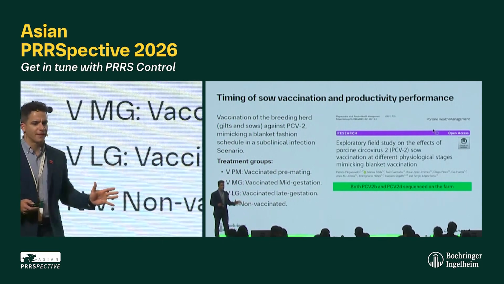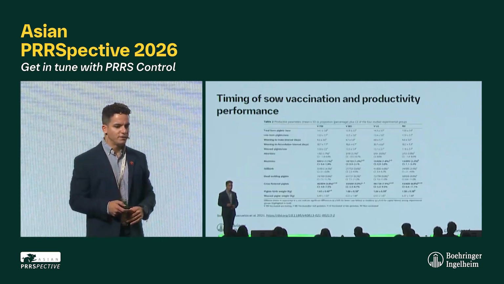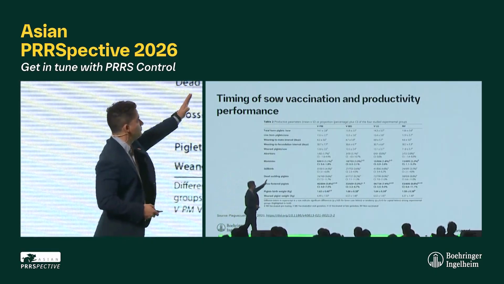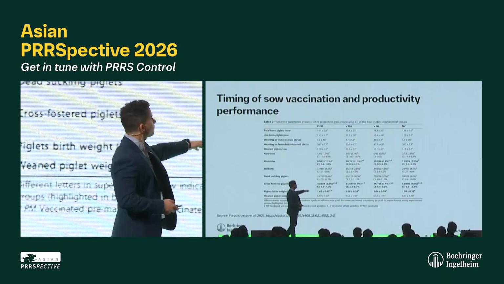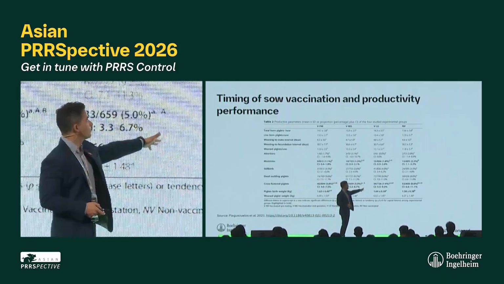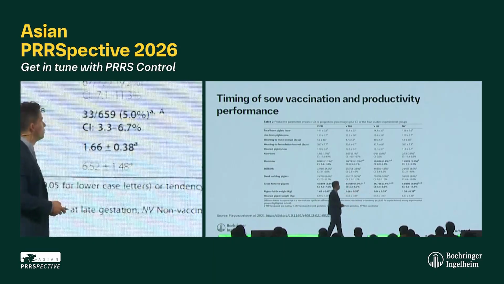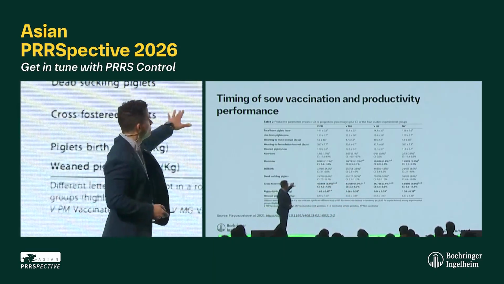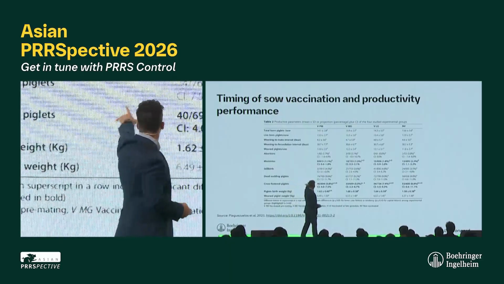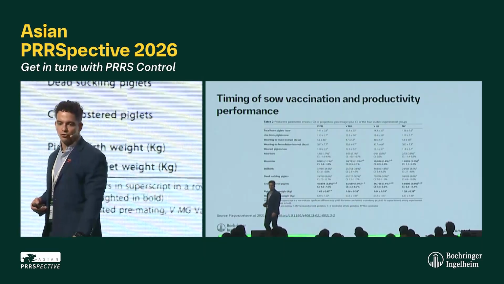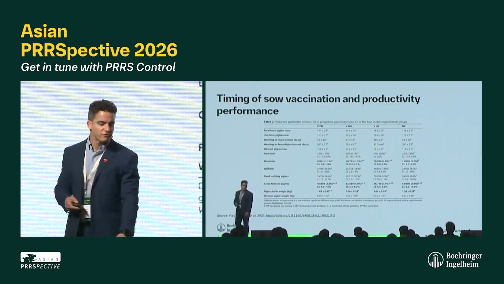In terms of the timing of the sow vaccination, what this study did was a pre-mating vaccine, a mid-gestation vaccine, a late gestation vaccination, or no vaccination. And what you can see here is the differences in performance. So all of those herds, regardless of when they were vaccinated, had better performance for mummified piglets compared to sows that were not vaccinated.